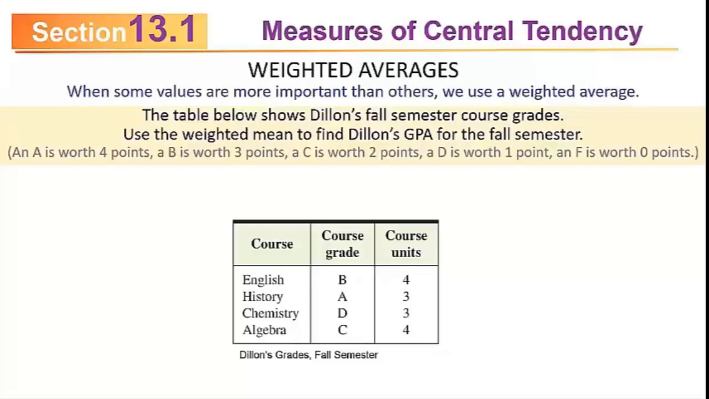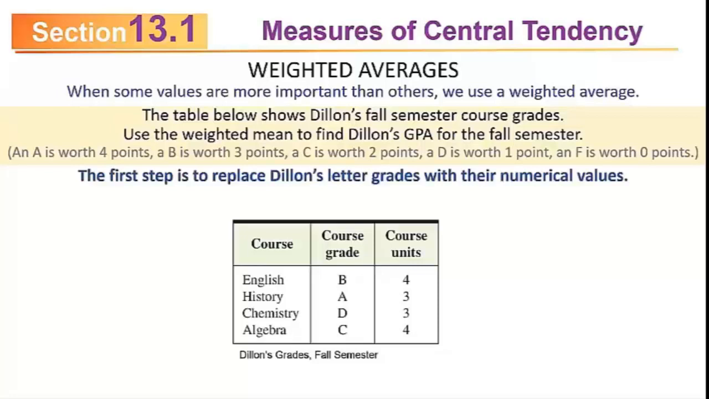The table shows you the courses in the first column, the course grades in the second column, and the course units, which are basically just credit hours for each course, in the third column. The first thing you'll want to do is get rid of those letter grades and put in their numerical equivalents. So a B is worth 3 points, an A is worth 4 points, a D is worth 1 point, and a C is worth 2 points.